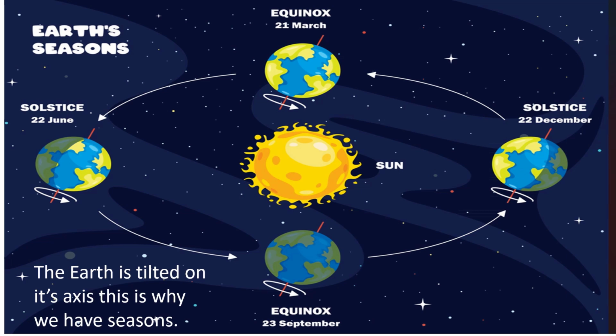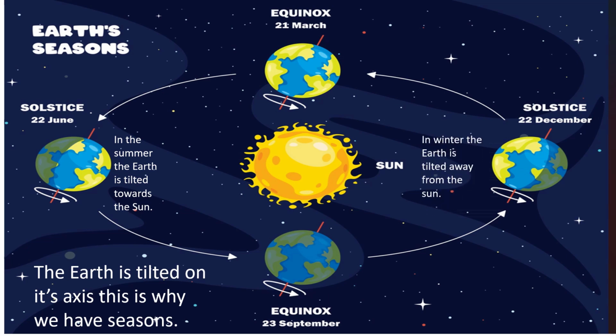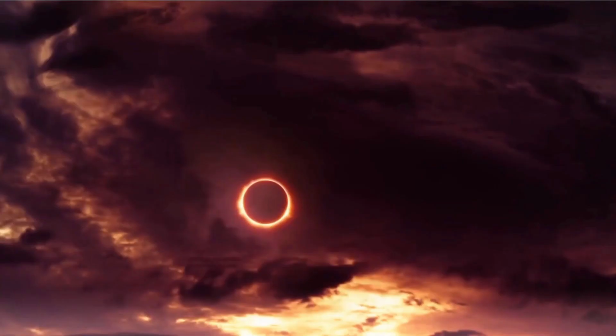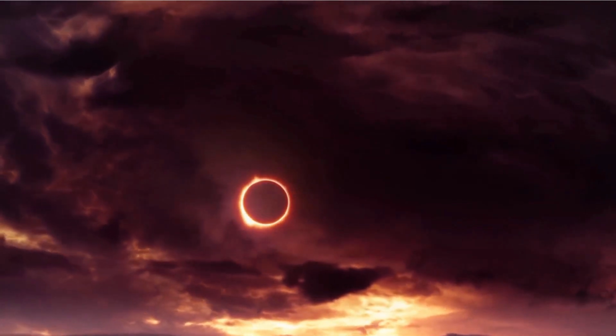In the winter, shown here with the date the 22nd of December, we see the Earth is leaning away from the sun. It's tilted away on its axis. And here we get less sunlight, and the days are shorter, and the sun is lower in the sky. Not all planets have seasons. Venus has a tilt of only 3 degrees compared to the Earth's 23.5 degree tilt.